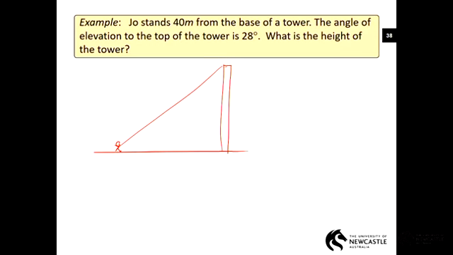Not bad, it's 28 degrees. That's much bigger than 28, but we don't care, scale is not our issue here. All right, what's the height of the tower? She stands 40 metres from the base of a tower. What's the height of the tower? So nowhere in this question do we want the hypotenuse. Ignore the fact I just used the letter H, that was for height.